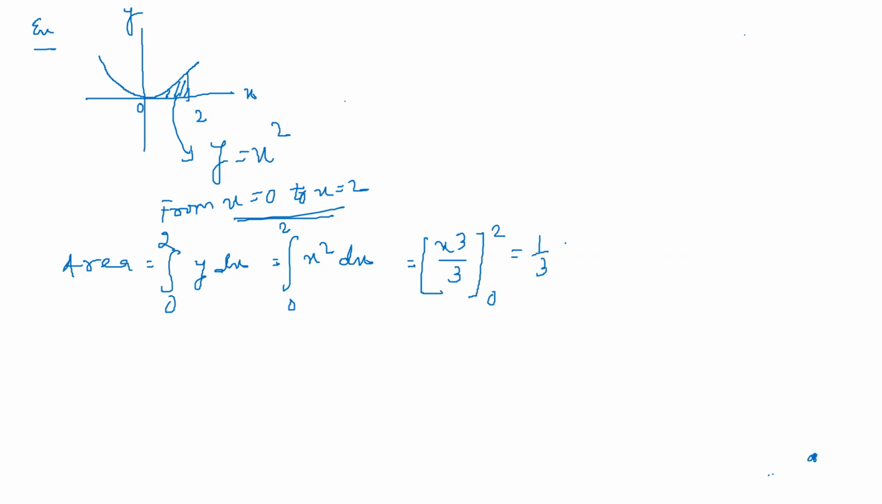So if we take 1/3 outside, how much will it be? 2 to the power cube minus 0 to the power cube. 0 to the power cube is 0. So that is 8/3 units. Understood?